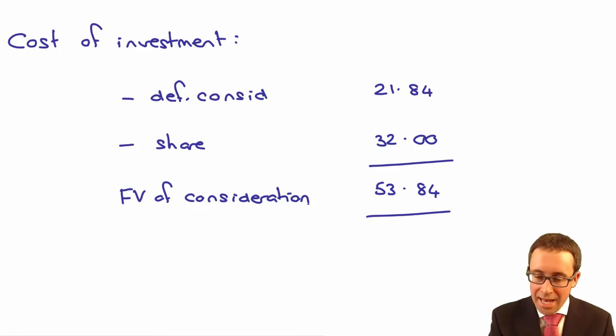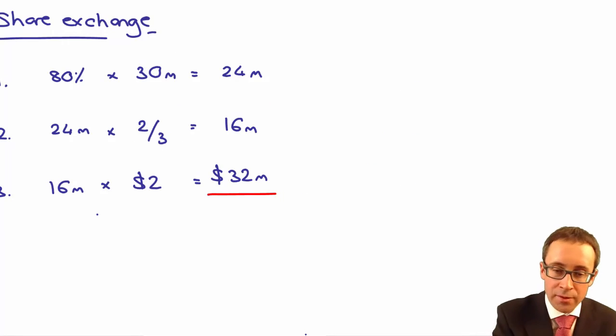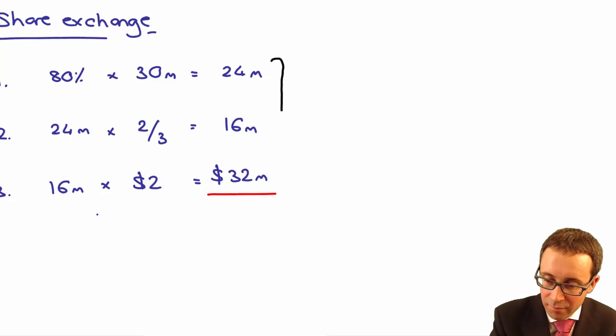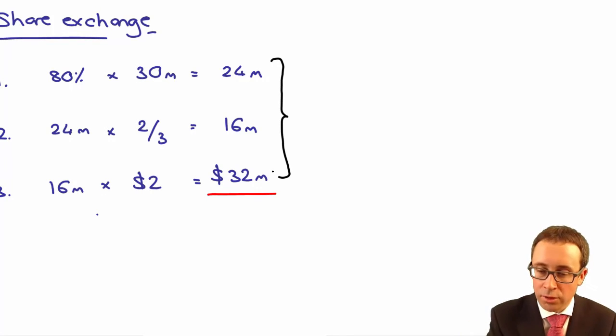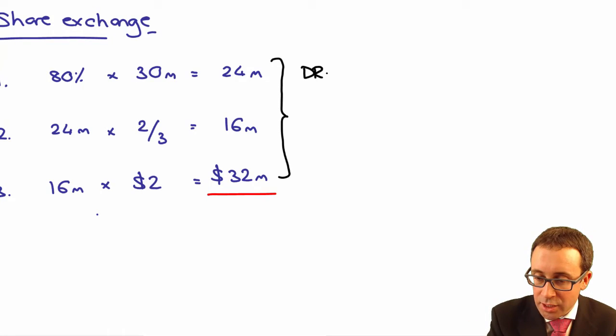Just bits and pieces to add around if you so wish, just to help you get better at this area of the syllabus. Students do tend to like it ultimately. On the share exchange, we debit the investment, don't we? Is it there with $32 million?